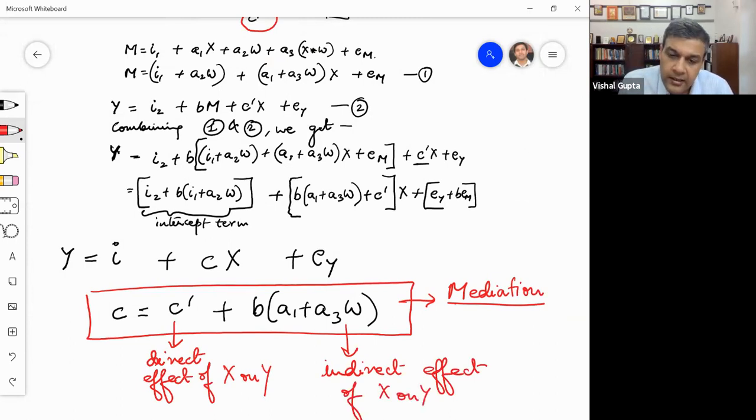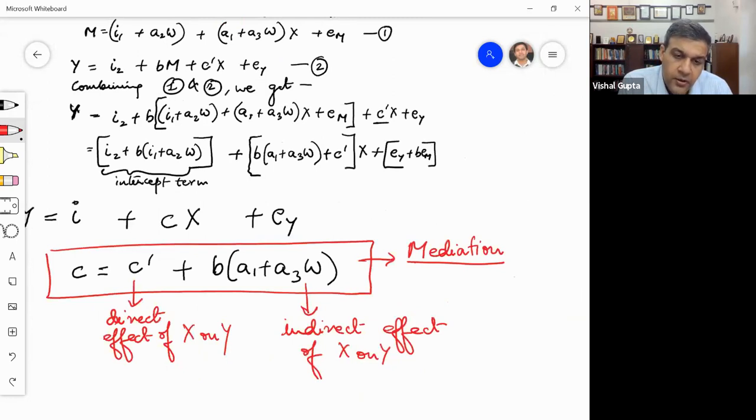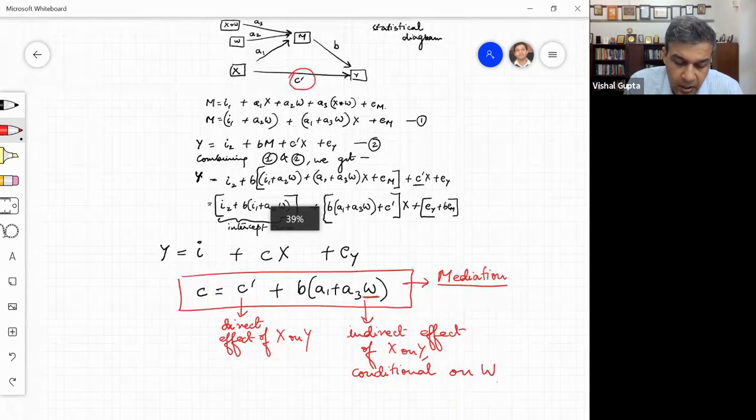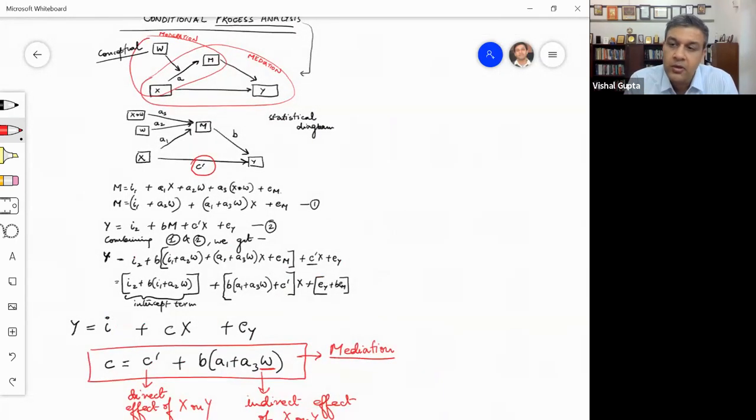And not just that, this indirect effect of X on Y is actually conditional upon W. If you see, what have we got? This indirect effect now is conditional upon W. So what is the research question that we have answered now, or we are trying to answer, or what is it that we are trying to achieve through these conditional process models?